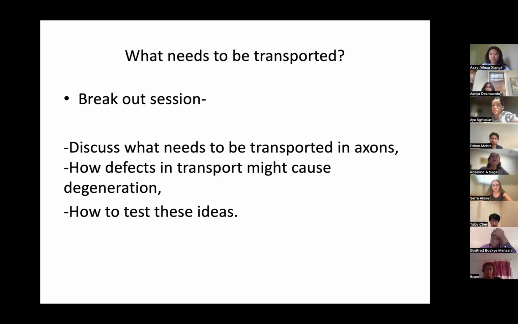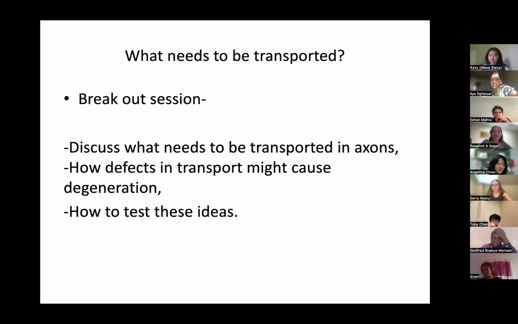And last, Anya. Hi, so I just wanted to answer the second question about how defects in transport might cause degeneration. And our group found that apparently mutations in genes which encode multiple motor proteins can actually cause neural degeneration. Yes, and they're very common genetic causes of neurodegeneration. Okay, so I'm going to move forward and we'll come back to some of the questions.